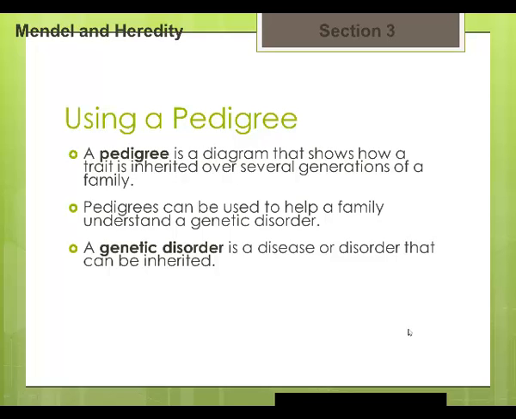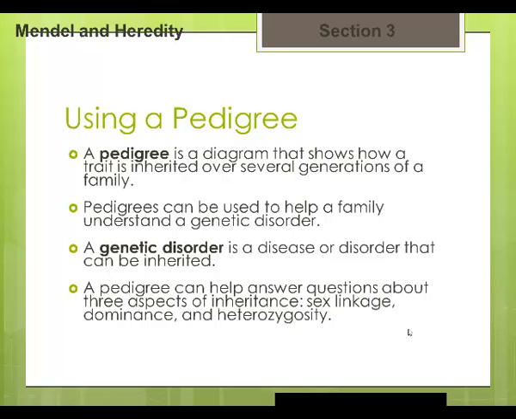A genetic disorder is a disease or disorder that can be inherited. There are certain forms of cancer that can be inherited. There are a number of other diseases that can be inherited. Another example of something that a lot of people look into is male baldness, which plays into some sex-linked genes. So pedigrees help to answer questions about 3 aspects of inheritance: sex-linked, dominance, and heterozygosity. So when you're heterozygous, it means that you could be a carrier of a certain trait.